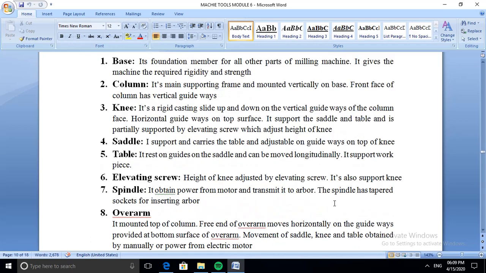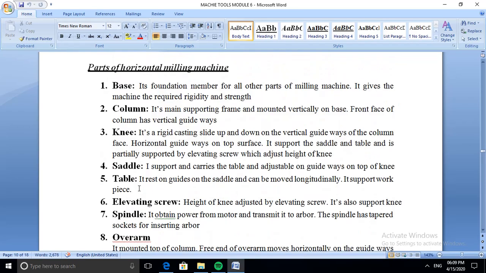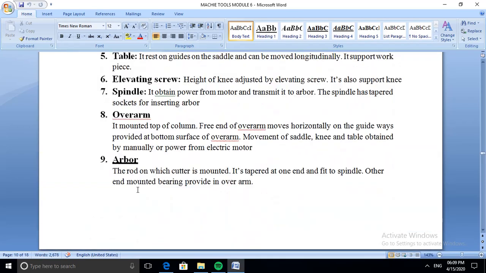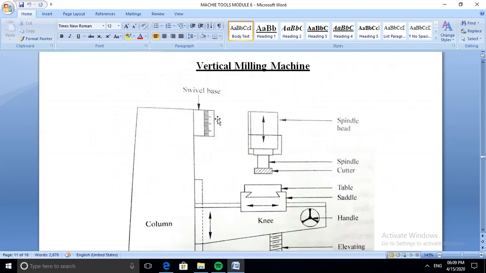Okay, so these are the main components. We have already explained all the components. And the next is we are going to the vertical milling machine. Compared to the horizontal milling machine, all the functions are the same.